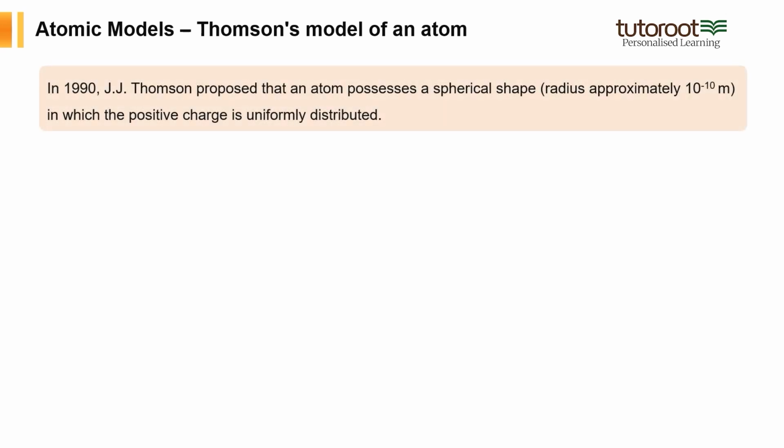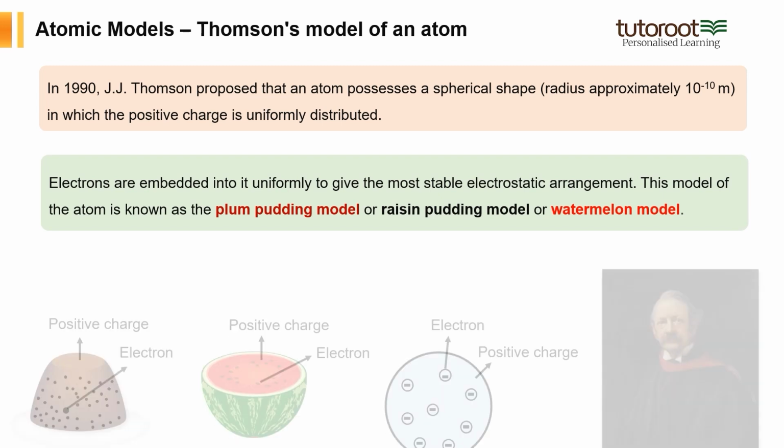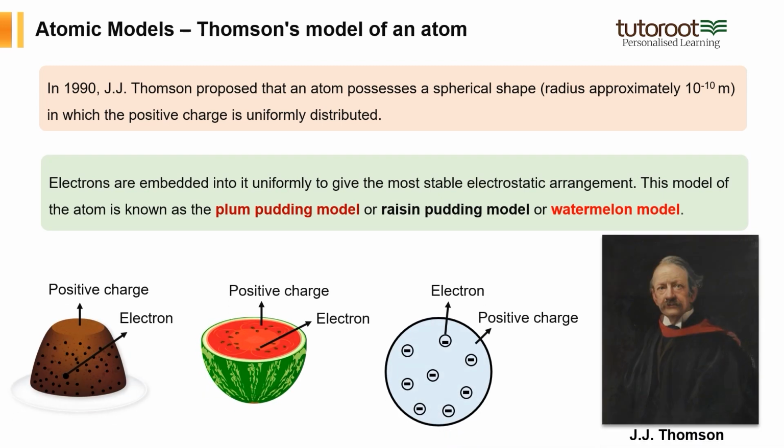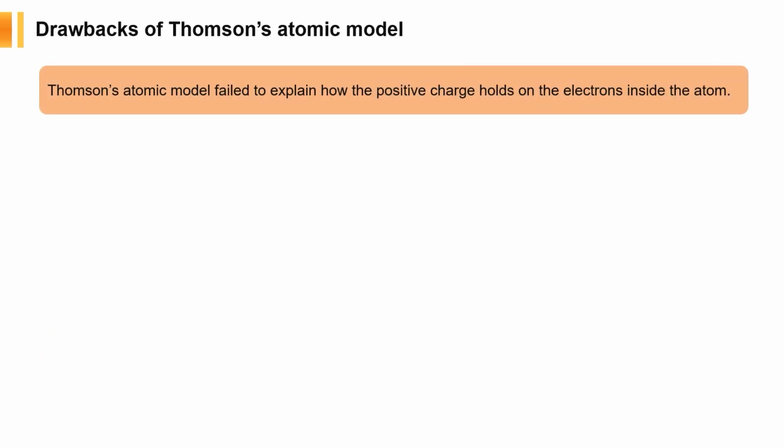In 1900, J.J. Thomson proposed that an atom possesses a spherical shape with a radius of approximately 10^-10 m, in which the positive charge is uniformly distributed. Electrons are embedded in it more or less uniformly to give the most stable electrostatic arrangement. This model of the atom is known as the plum pudding model or raisin pudding model, or can be called the watermelon model.